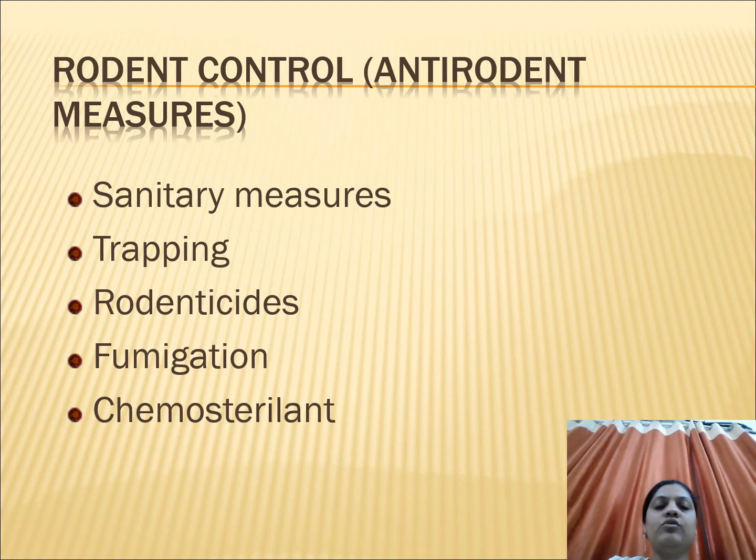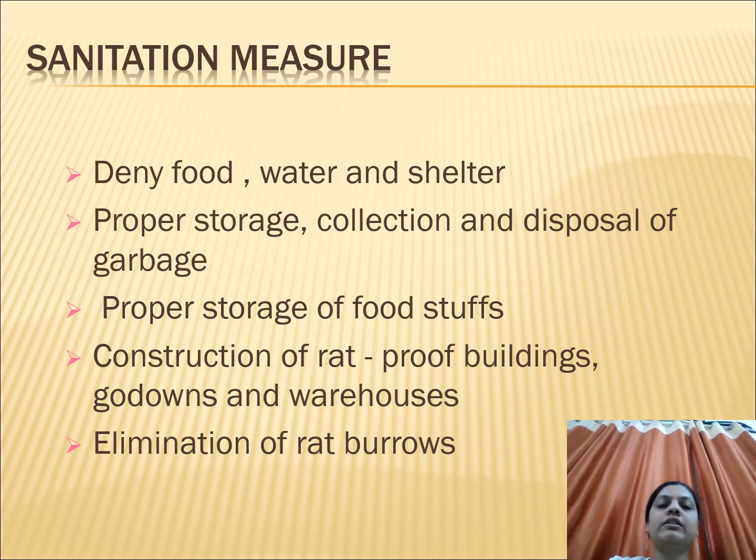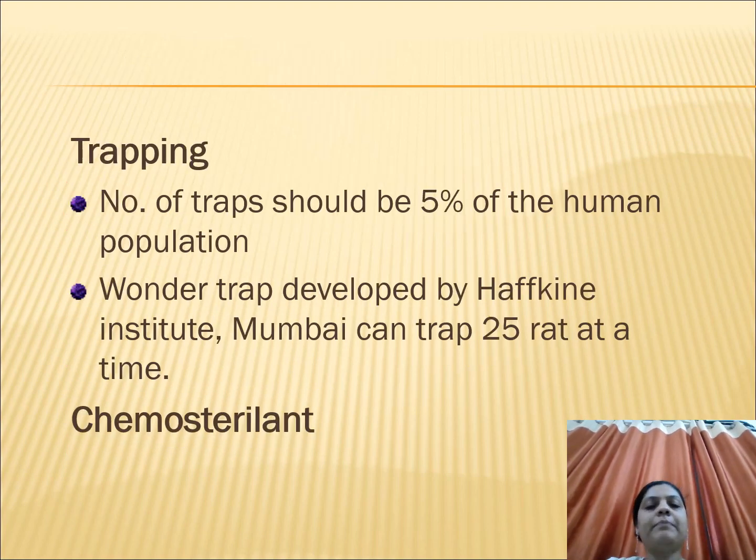We can trap the rodents, use rodenticides, chemosterilization. Sanitation methods. We have to improve the sanitation of the place by proper storage and collection and disposal of garbage. Food stuff should be stored properly. Food should not be made easily available to the rodent. Construction of rat-proof buildings, godowns and warehouses, and the elimination of rat burrows. These are the important measures by which we can keep the area clean, keep the villages or communities clean, and thus improve the sanitation.